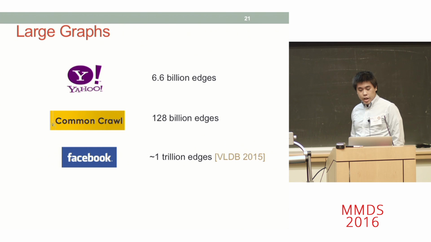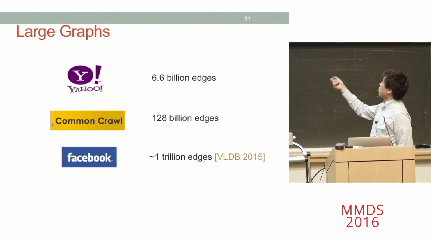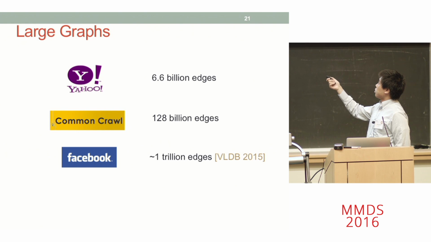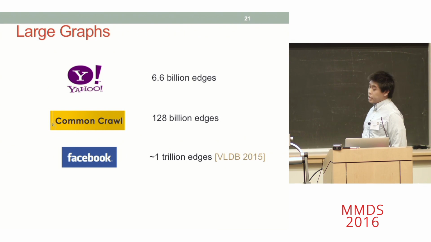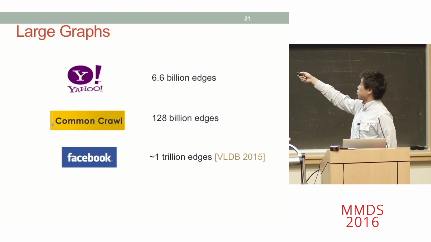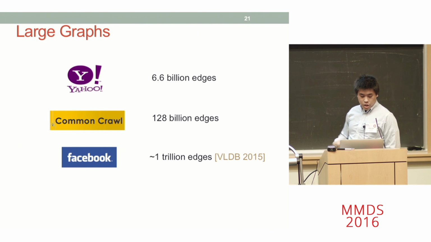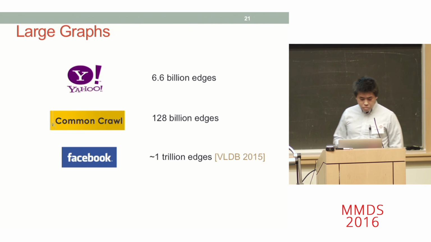Here are some of the sizes of the larger real-world graphs out there. There's this Yahoo web graph, 6.6 billion edges. There's this Common Crawl web graph, 128 billion edges. These two are publicly available graphs. And finally, Facebook just recently announced that they have a 1 trillion edge graph, but it's not publicly available.